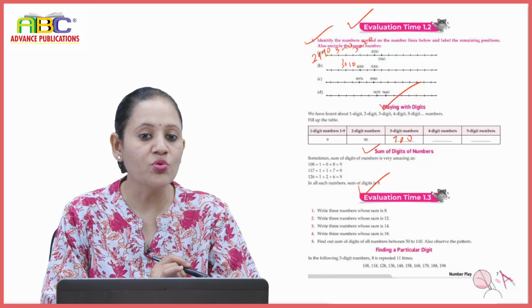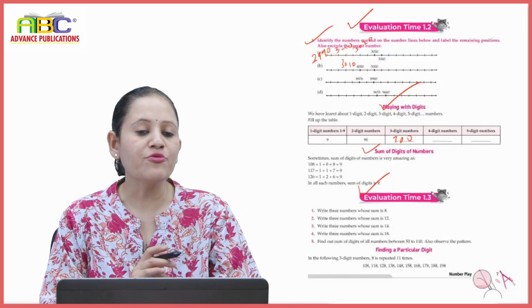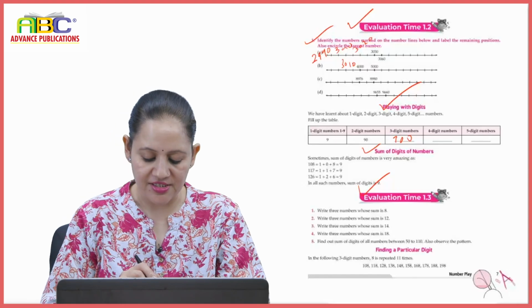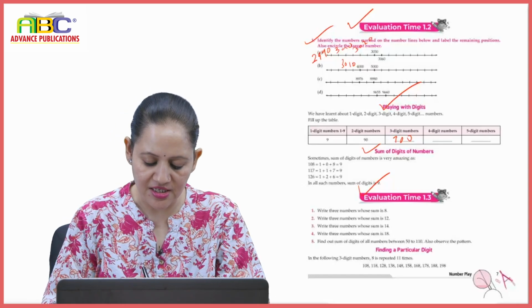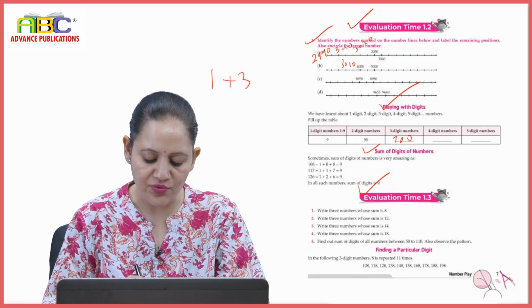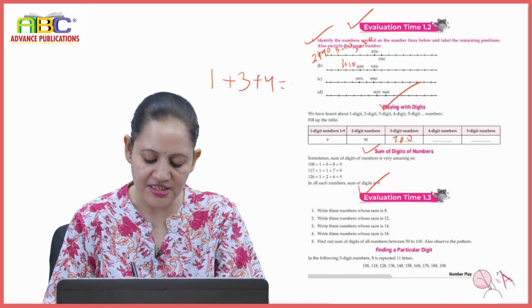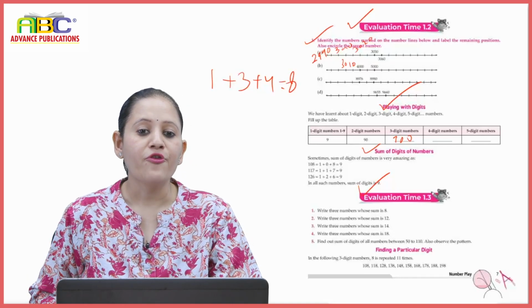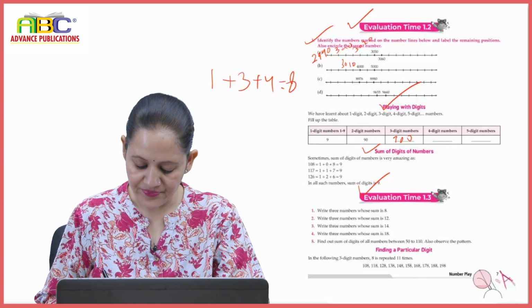Write 3 numbers whose sum is 8. So we have to write 3 numbers whose sum is 8. You can write any 3 numbers like 1 plus 3, that is 4, plus 4, that is 8. Next, finding a particular digit.